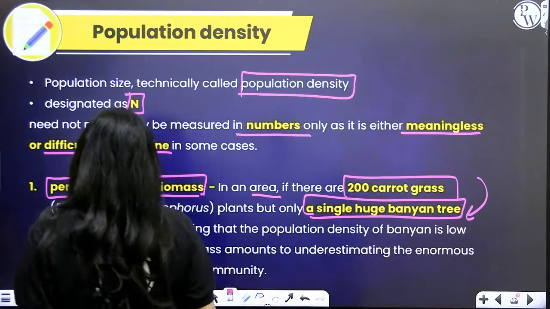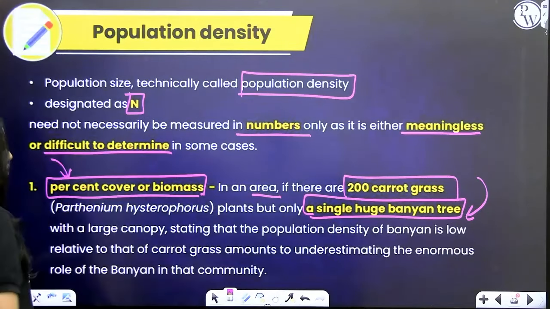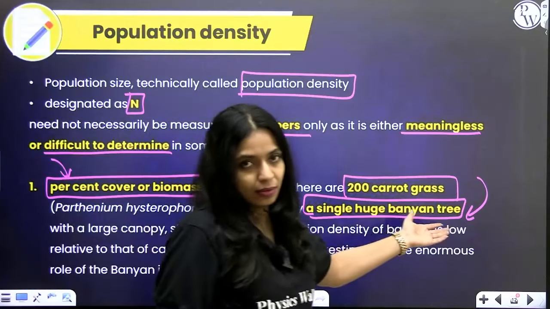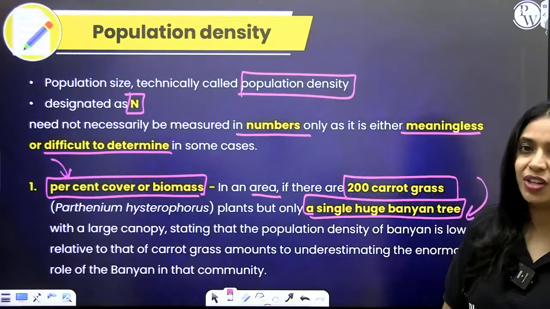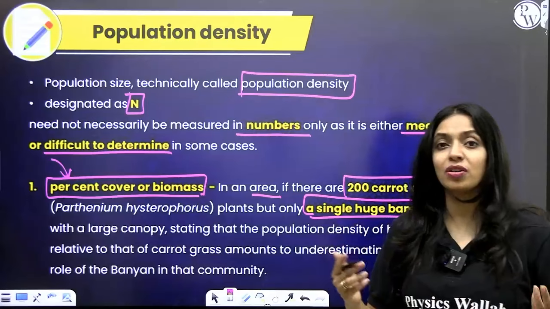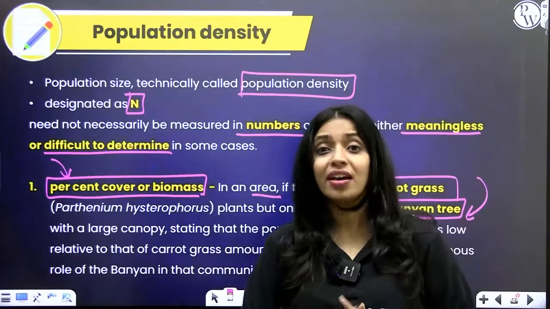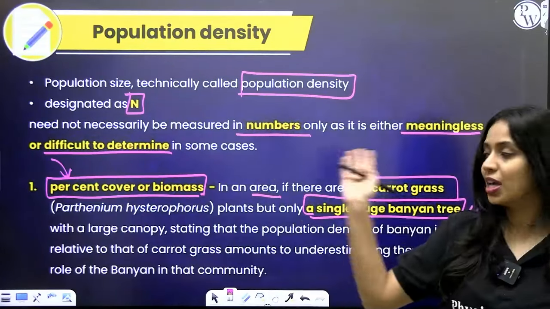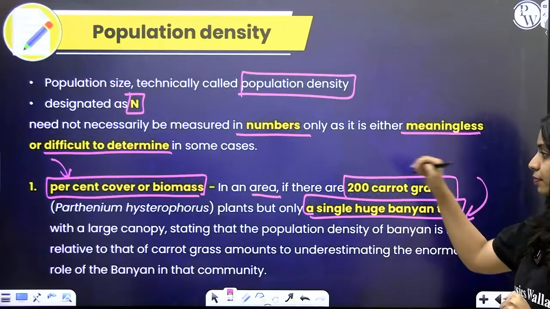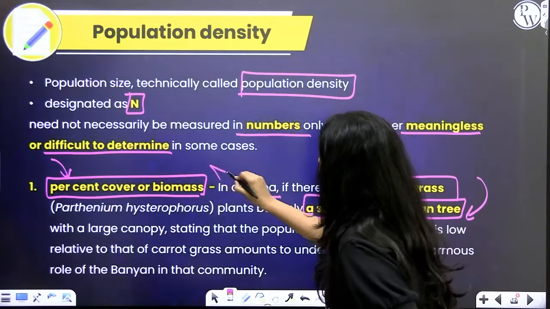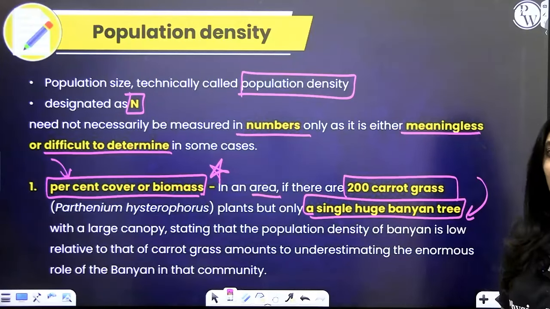So in such cases, what could be done? We can measure the biomass that the banyan tree has, or you can measure the percentage cover, how much area it's covering, because it'll have a huge canopy, right? So this is one of the ways in which you can measure the population density.